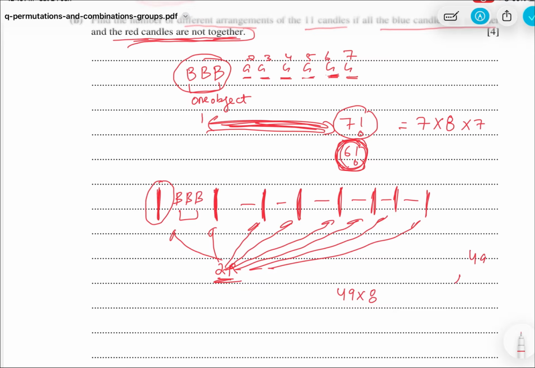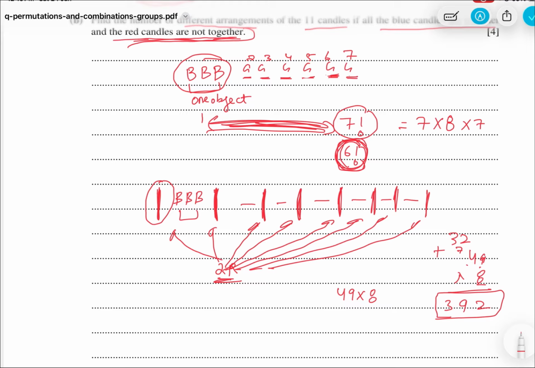Now, 7 times 7 is 49, times 8. If we multiply 49 times 8, that would be 8 times 9, which gives us 72, and 8 times 4, which gives us 32. And we will have 32 plus 7 and the answer is 392.